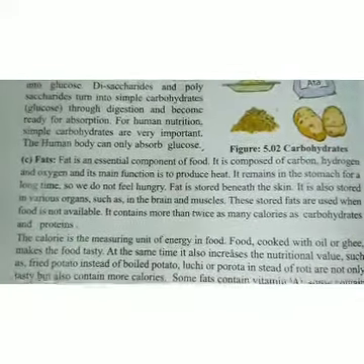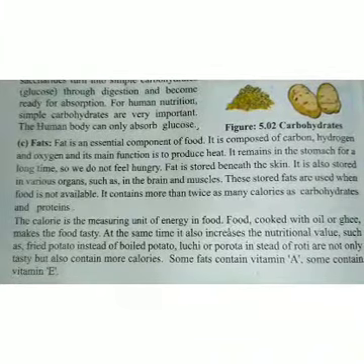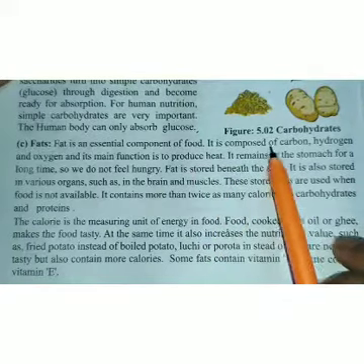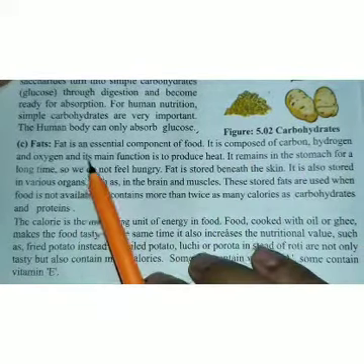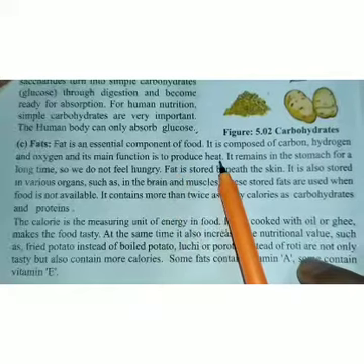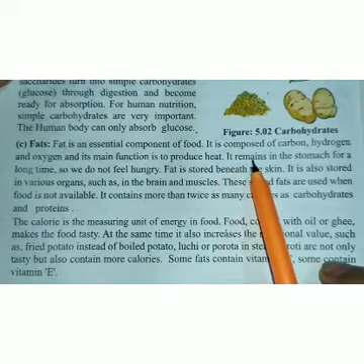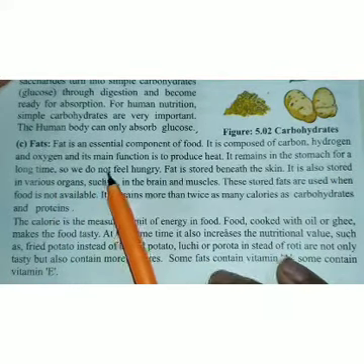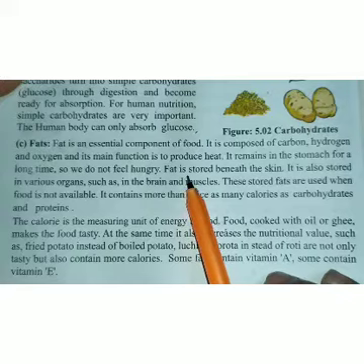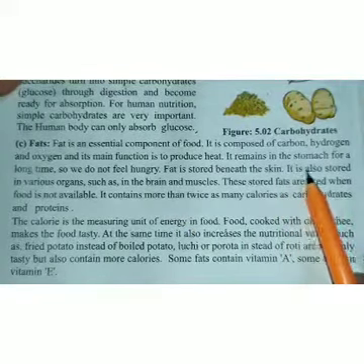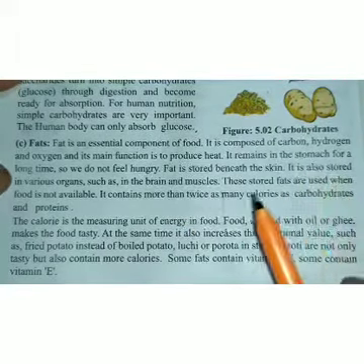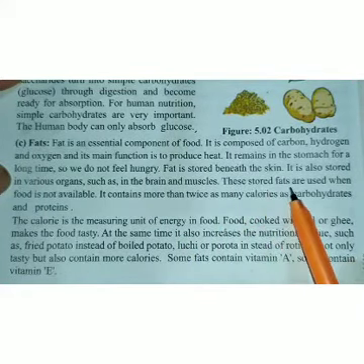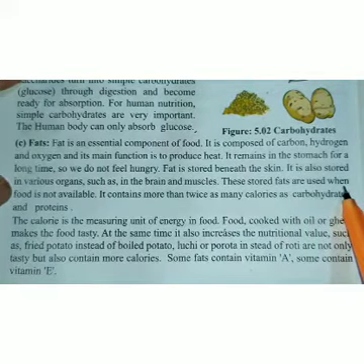Then another food is fat. Fat is an essential component of food. It is composed of carbon, hydrogen and oxygen, and its main function is to produce heat. It remains in the stomach for a long time, so we don't feel hungry. Fat is stored beneath the skin. It is also stored in various organs such as the brain and muscles. These stored fats are used when food is not available.